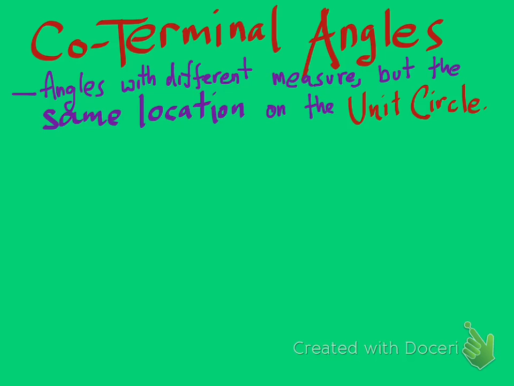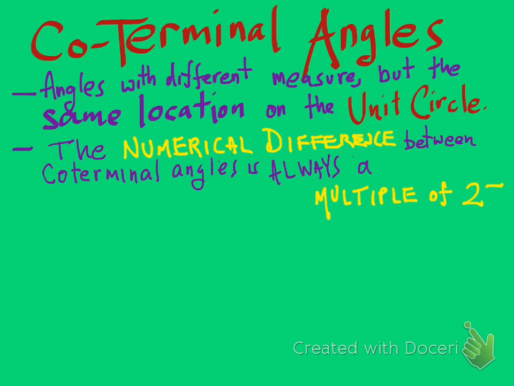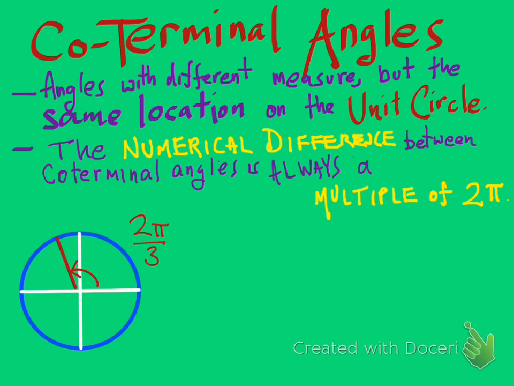There's a really important and useful little fact about coterminal angles, and that is that the actual numerical difference between any pair of coterminal angles is always a multiple of 2 pi. So that makes it easy to find other coterminal angles if you're given an angle. Let's say we've got the angle 2 pi thirds, and there's a little sketch of it on the unit circle. Now, if I were to go around the circle one more time, that would be just like adding 2 pi. Once around the circle is 2 pi.